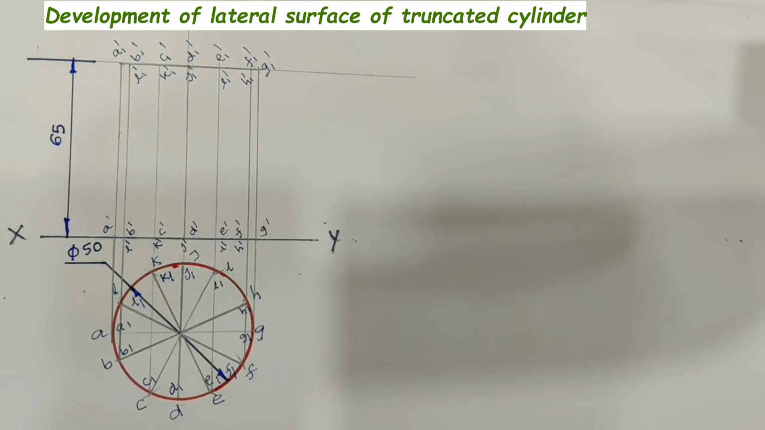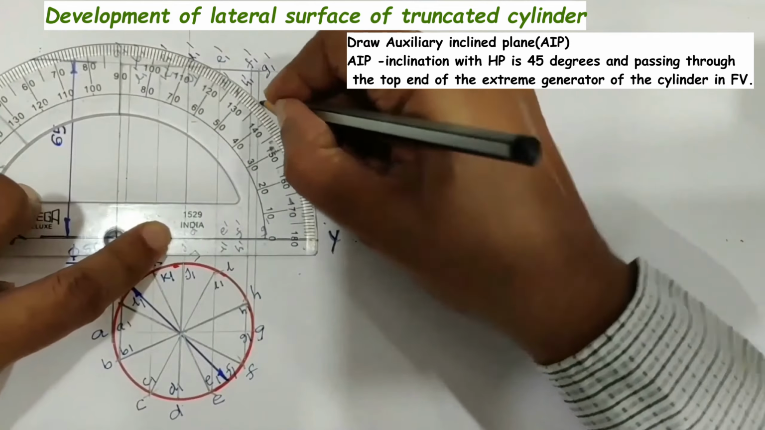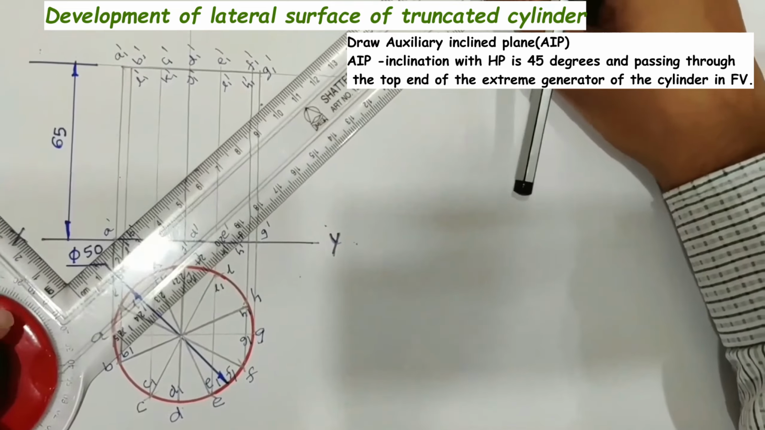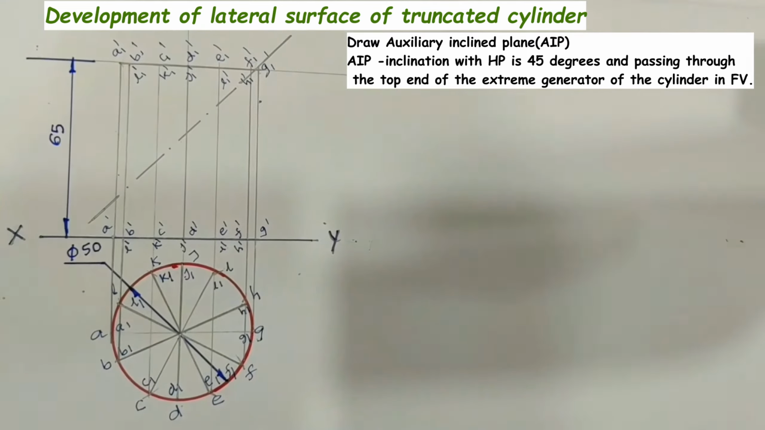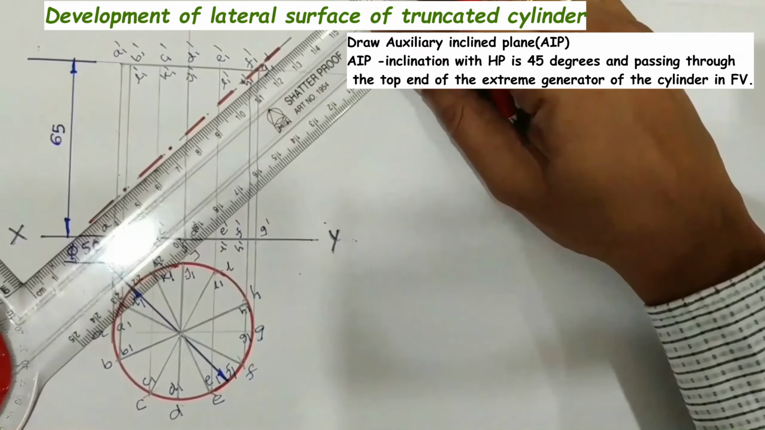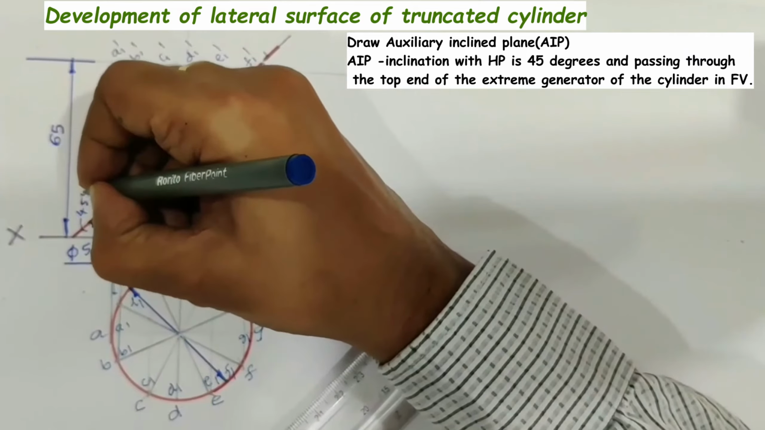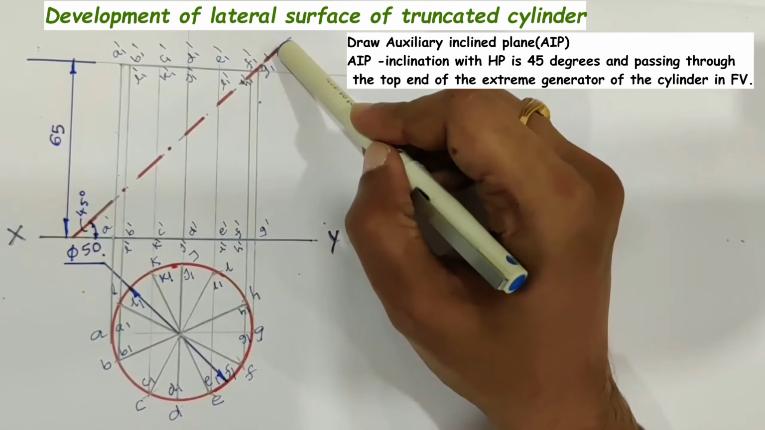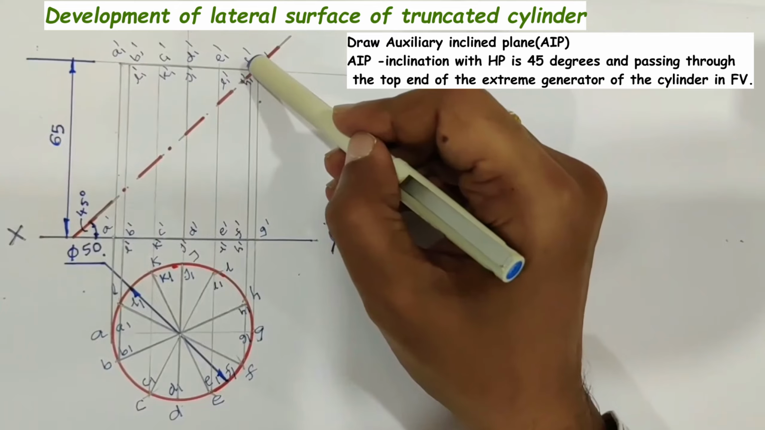Then we'll move towards drawing the auxiliary inclined plane, which is making an angle of 45 degrees to the HP and passing through the topmost point on the extreme generator of the cylinder in front view. This is the auxiliary inclined plane, which is making an angle of 45 degrees to the HP and passing through the topmost point on the extreme generator of the cylinder in front view.